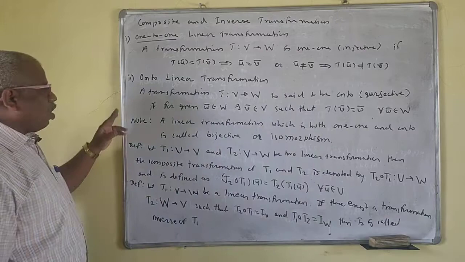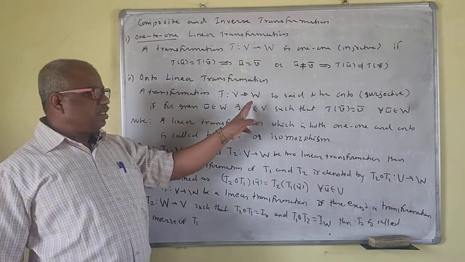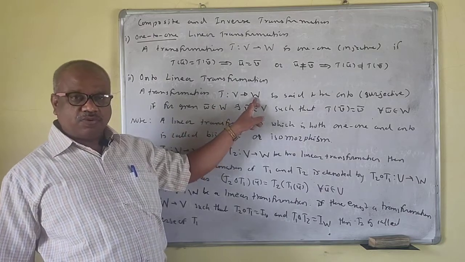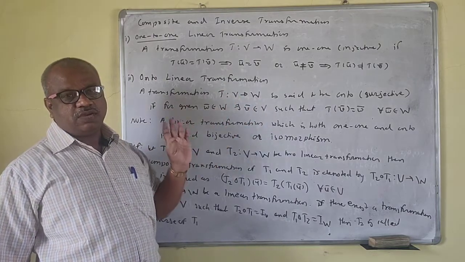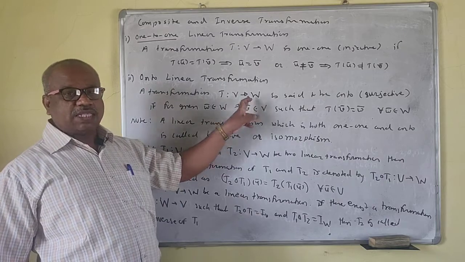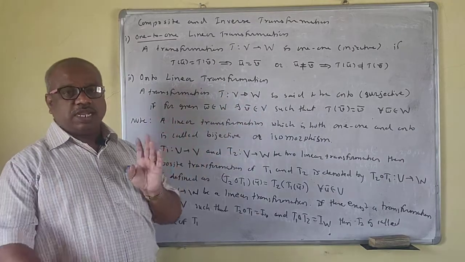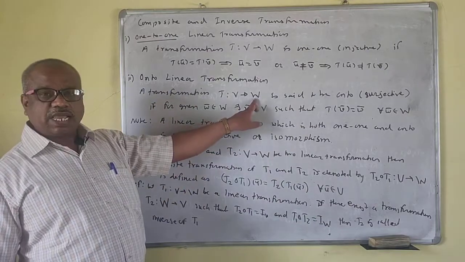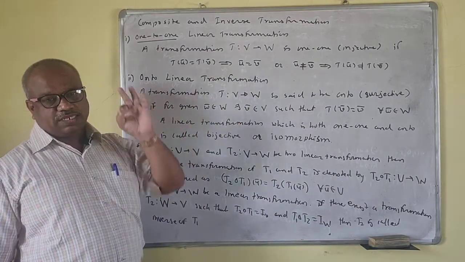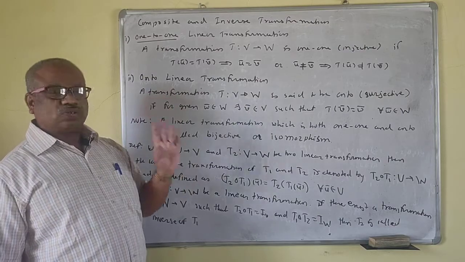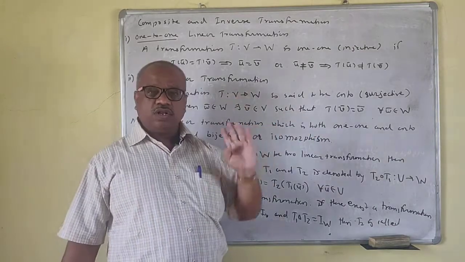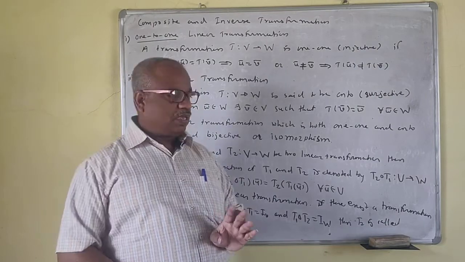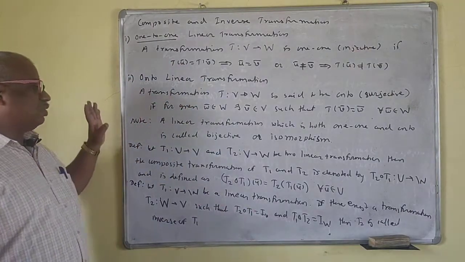Now, what does an onto function mean? The range is the same as the codomain. That means every element of W has at least one preimage in V. That is nothing but the function being onto. To prove that the function is onto, take any element w bar from W and show that there exists at least one v bar belonging to V such that T of v bar is the same as w bar. That means every element of the codomain has at least one preimage in V. That is the onto function.